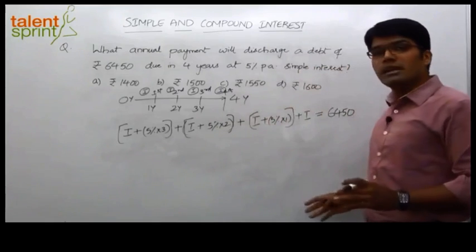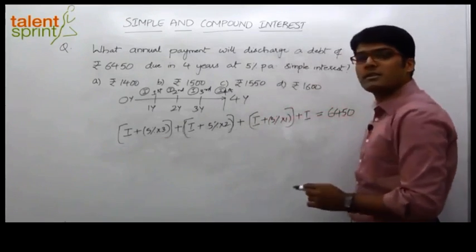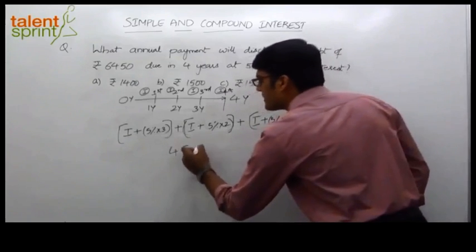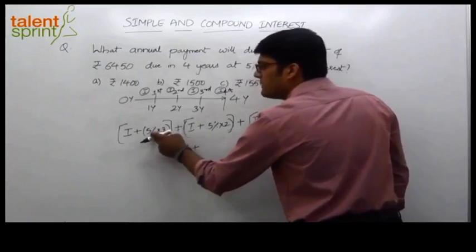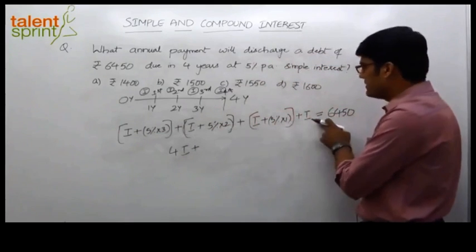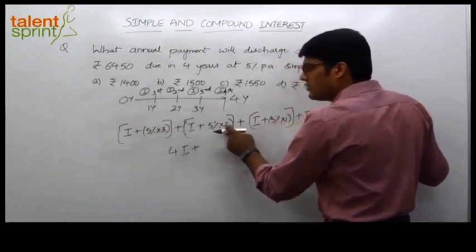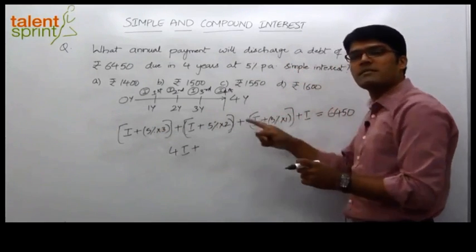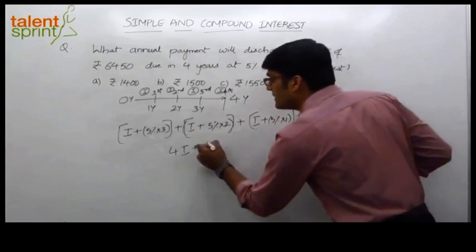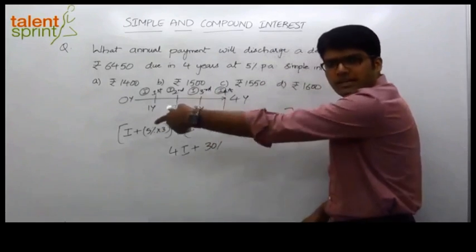Now it may look like a complicated, lengthy equation, but it is very simple. I plus I plus I plus I. How many installments? 4 installments. 4I plus 5 into 3, 15%, 5 into 2, 10%, 5 into 1, 5%. Here 0%. Total how much interest? 15 plus 10, 25, 25 plus 5, 30. 30% of what? I. 30% of the installment that I have paid you.